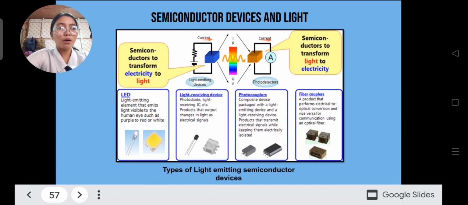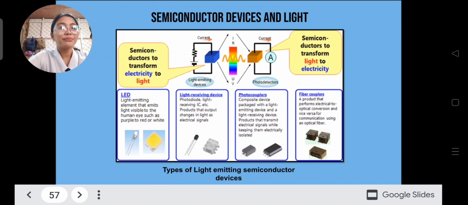And the photocouplers, a composite device package with a light emitting device and a light receiving device, are products that transmit electrical signals while keeping them electrically isolated. The fiber couplers are products that perform electrical to optical conversion and vice versa for communication using an optical fiber.